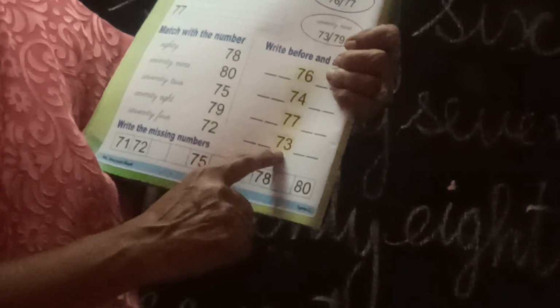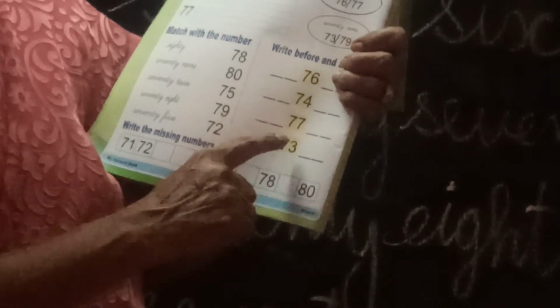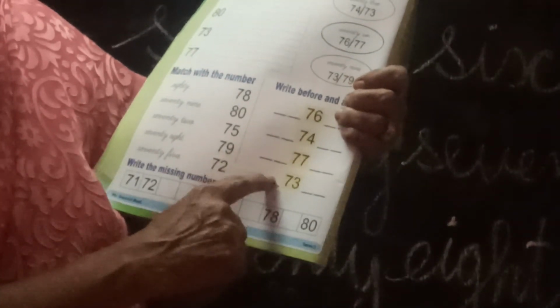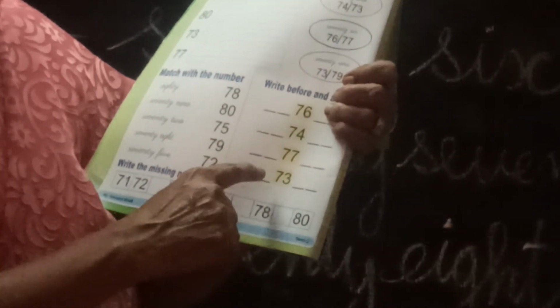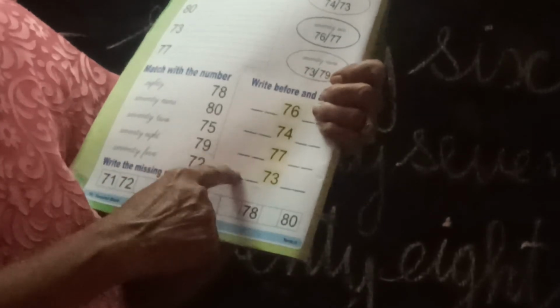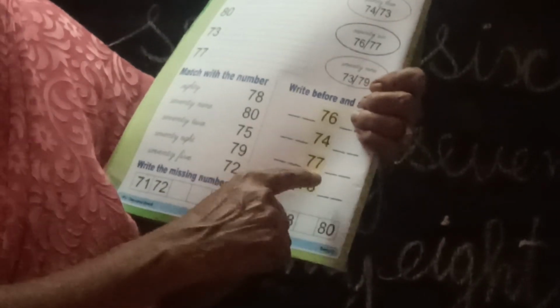Here number 73 is given. 73 before is 72, 72 before is 71. 73 after is 74, 75. Like this you have to write.